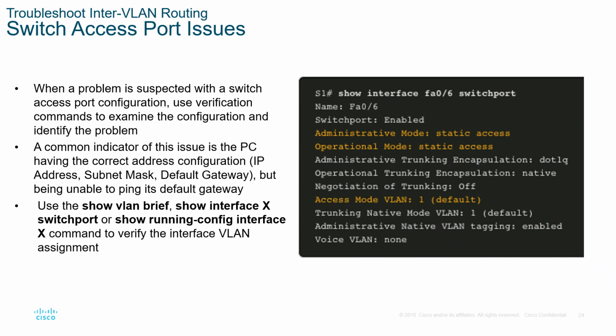When a problem is suspected with a switch access port configuration, use verification commands to examine the configuration and identify the problem. A common indicator of the issue is the PC is having the correct IP address but being unable to ping its default gateway. So use your show vlan brief, show interface switchport, or show running-config to verify the interface VLAN assignment is correct.